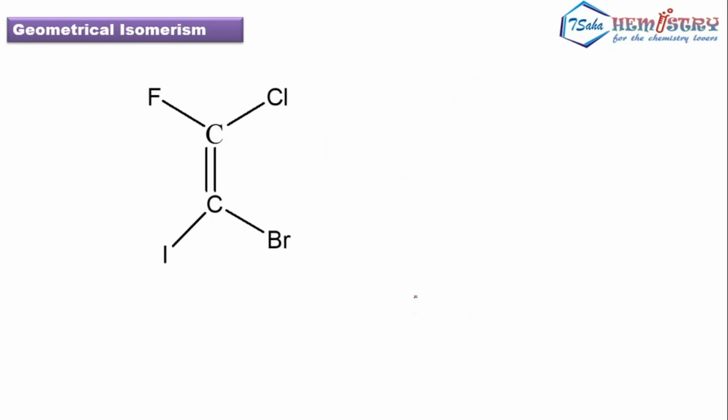Now look at this particular problem. In this particular case, you are unable to say anything about cis and trans. Why? Because here all 4 groups are different. If you look very carefully, you can easily understand that here 4 groups are different. See, this is fluorine, this is chlorine, this is bromine, and this is iodine. Okay, so in this case, the groups are not similar at all. So you are unable to say anything about cis and trans for this particular geometry.